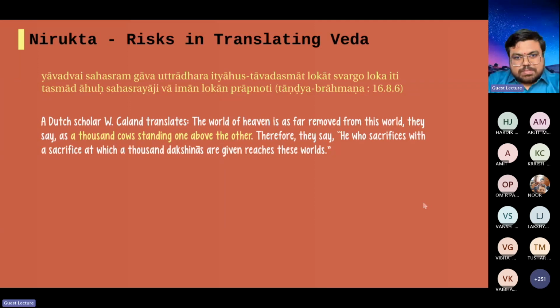Brahmana deals with explaining the Veda to which it is associated. And what does it mean by 1,000 cows standing over the other? First of all, that is a very small length. Even if you consider 1,000 cows standing over the other, that is not the heaven's dimensions or where it is. Heaven here could mean space or sky. So it's a wrongly translated word.